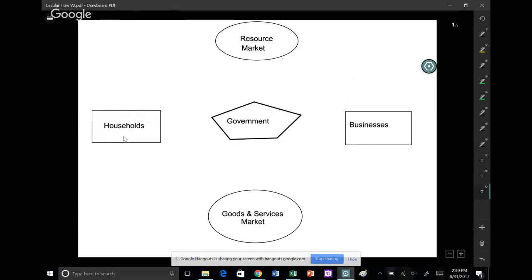The second function for households is that they are the main consumer of goods and services. Roughly 70% of all the goods and services that are produced and sold are actually consumed personally. They're personal goods and services. And so households are the primary consumer of goods and services.